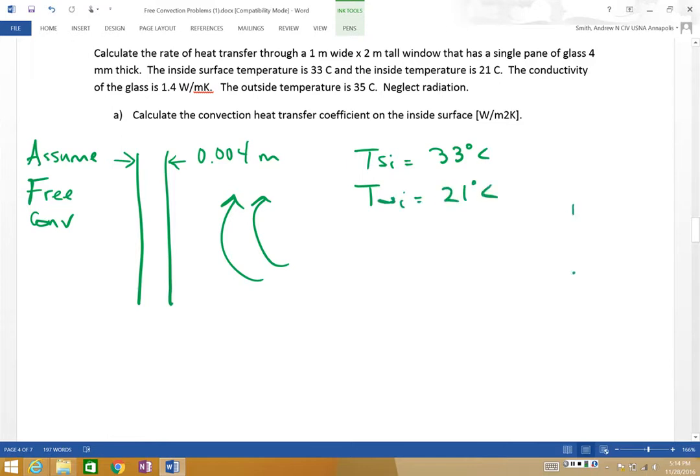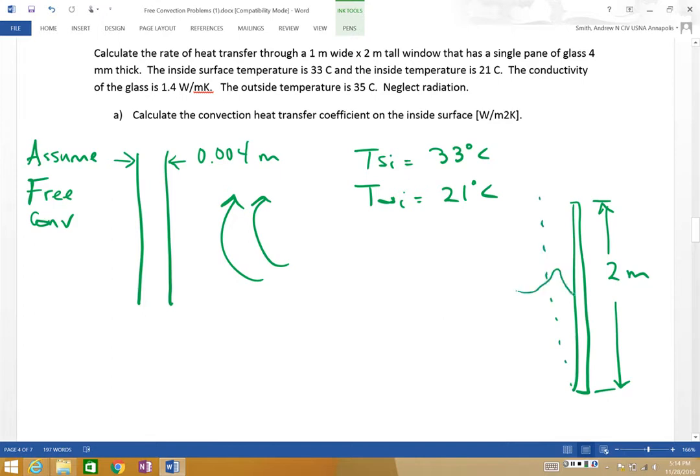So here I have my window, and its height is 2 meters. Okay, so we're going to have some boundary layer that forms, and we're going to have free convection, this is the moving fluid, on the inside surface of the wall. So how do we calculate this H here, H inside?